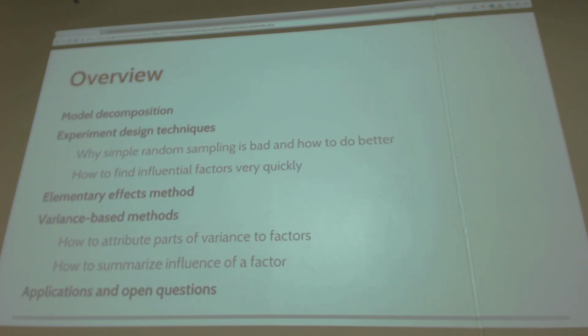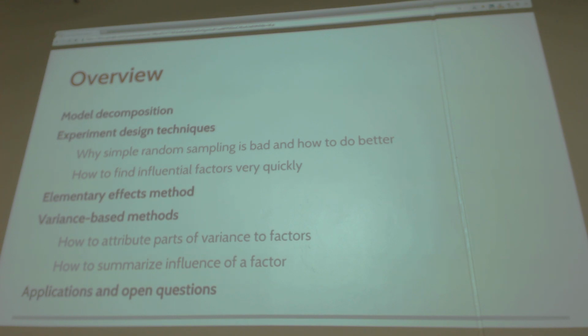So we've described the settings. Now let's see what in particular we'll be talking about. So first we'll talk somewhat about model decomposition. This is the problem where we are trying to simplify a complex model by decomposing it into simpler parts. For example, if we can decompose a model as a sum of two models which depend each on just one factor, then we can analyze the dependence on those factors individually.